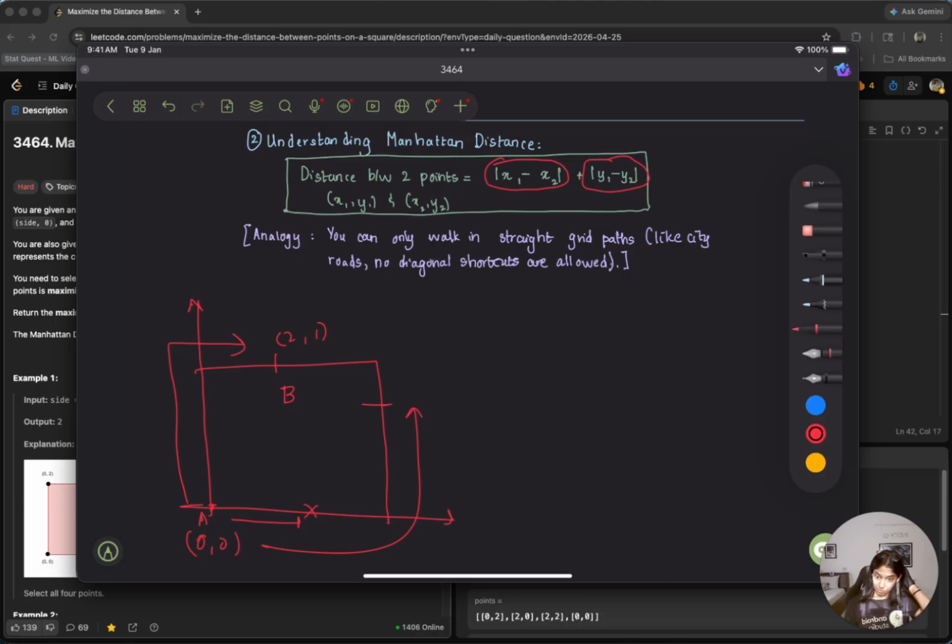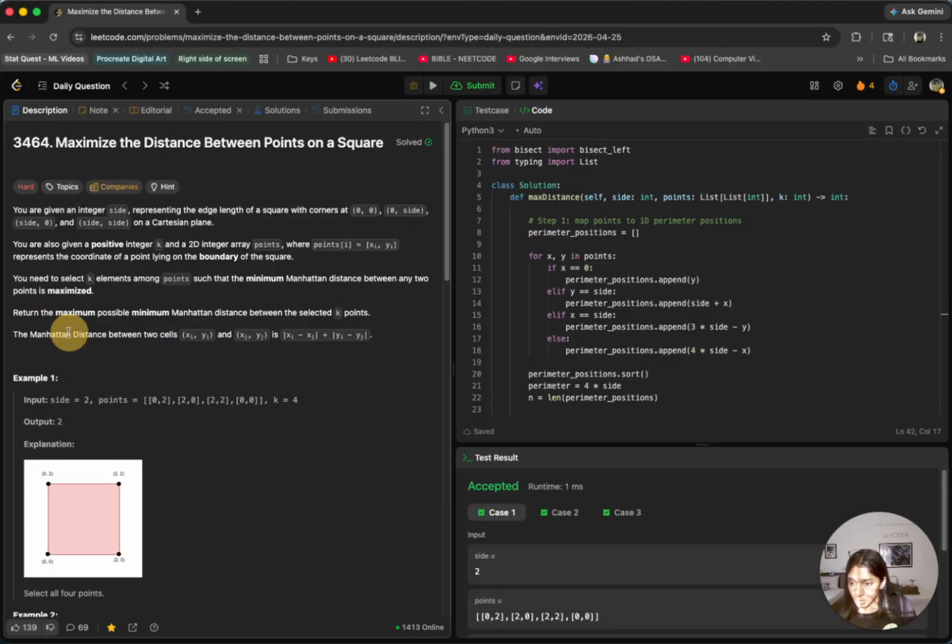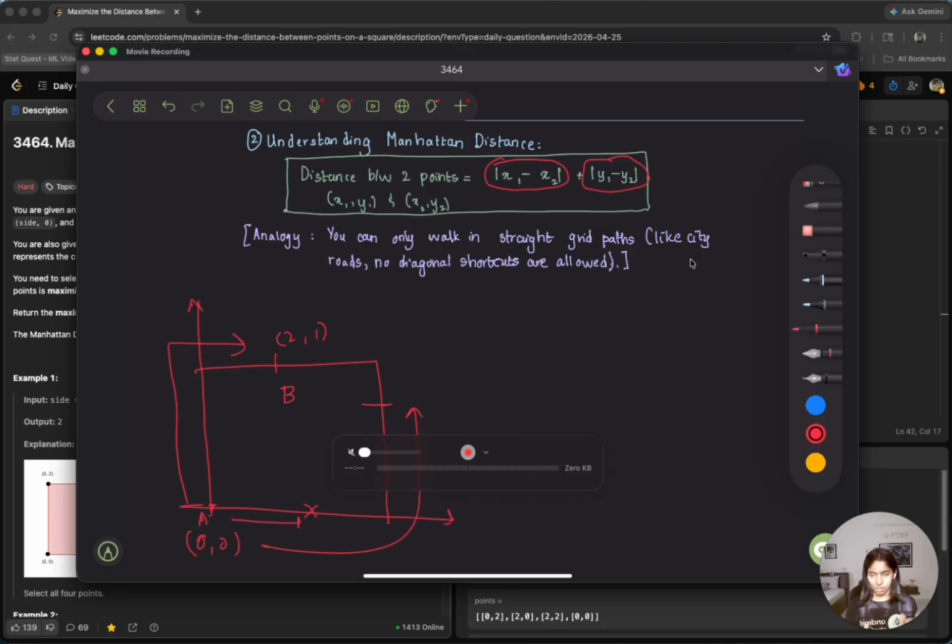This is the Manhattan distance. So yeah, that's essentially what it means. And our goal here is to try to maximize the possible minimum Manhattan distance. So essentially they're asking that between the closest 2 points, the Manhattan distance, even between the closest 2 points of those K points selected, has to be maximized.